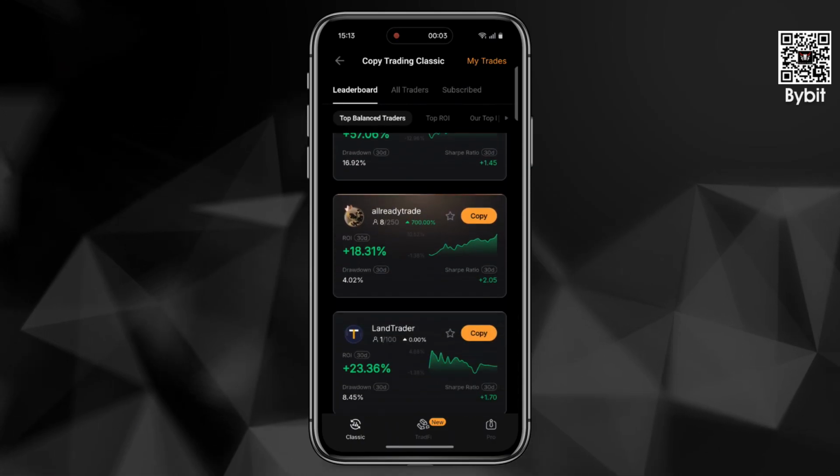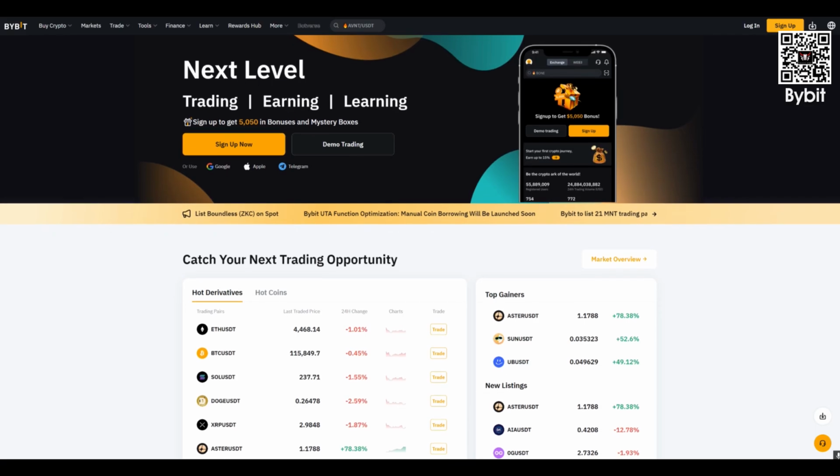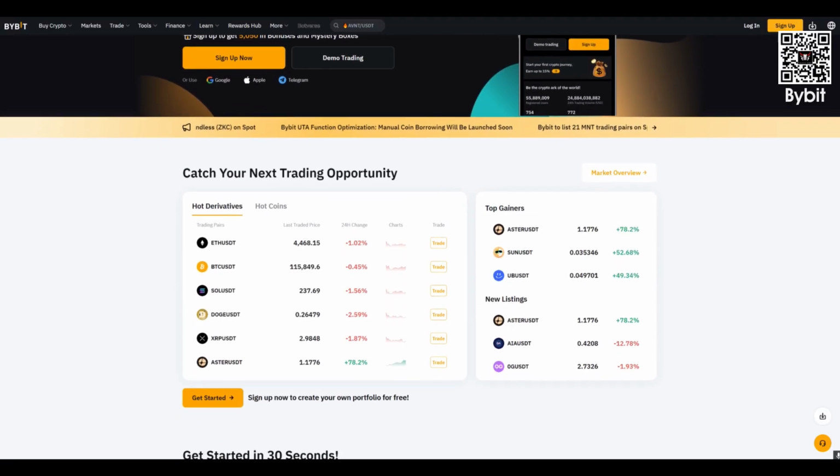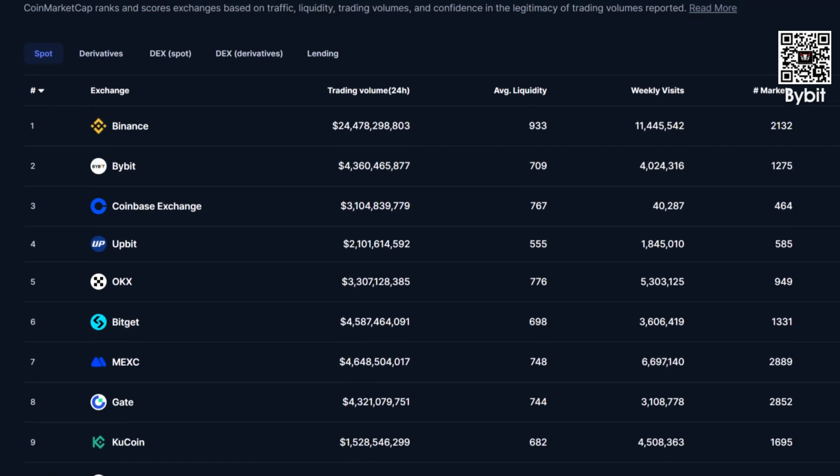Hello everyone. Today we'll talk about how you can easily copy traders' trades directly from your phone using the Bybit platform. Launched in 2018, Bybit quickly became one of the leading crypto exchanges, consistently ranking in the top 5 by trading volume. It's chosen for its reliability, user-friendly mobile app, and a wide range of tools.